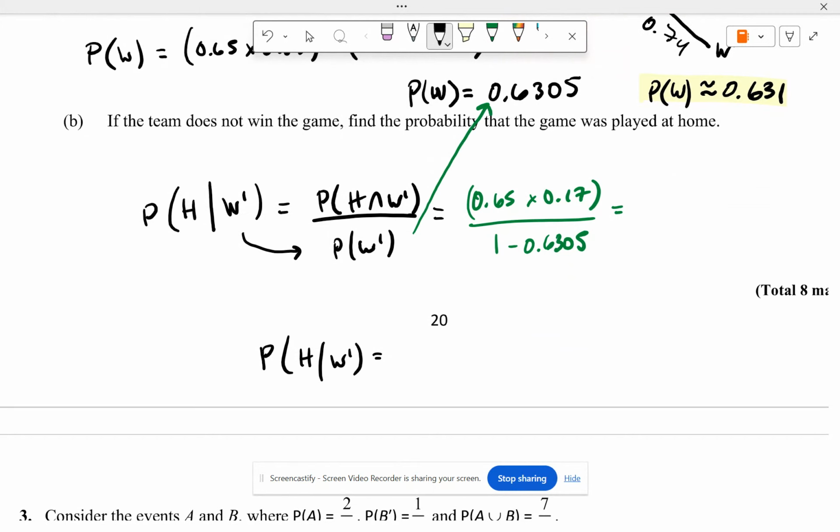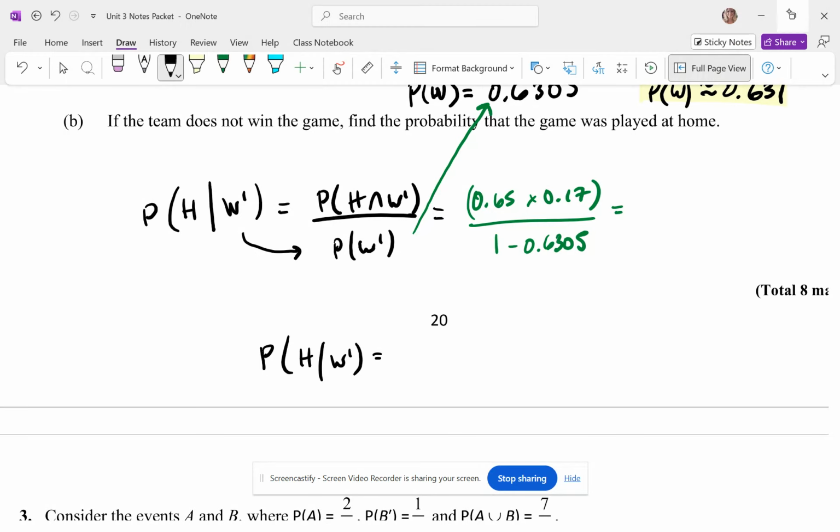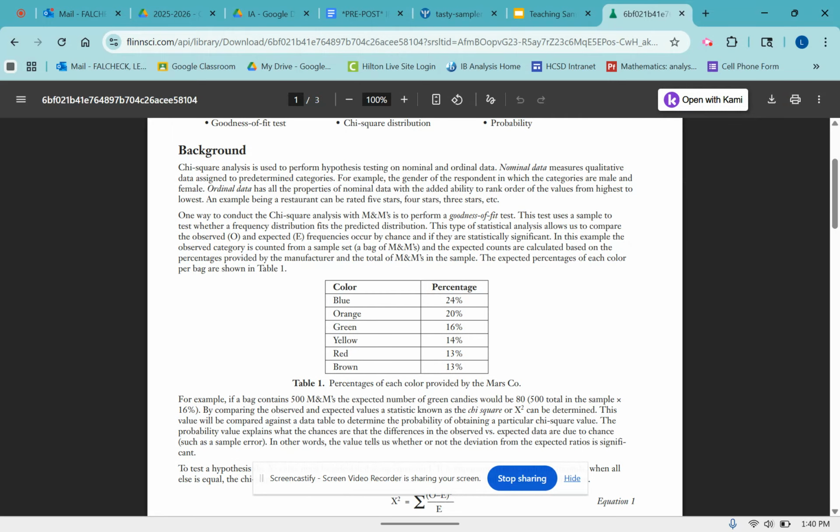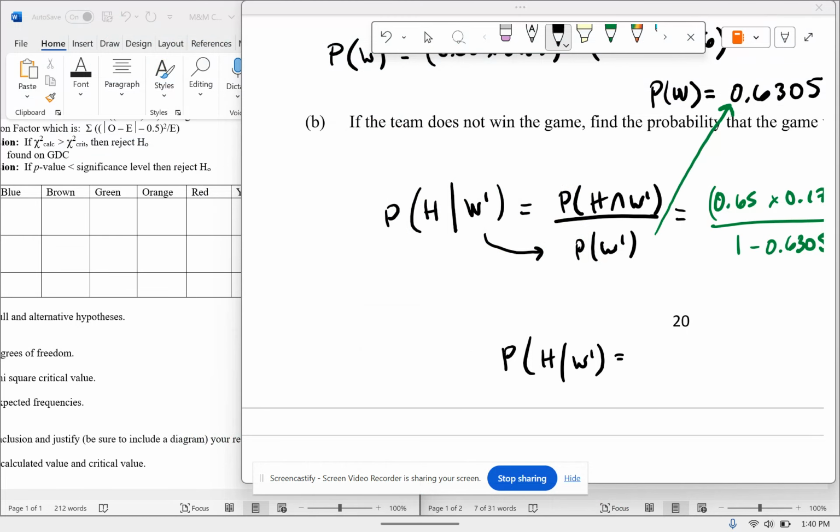That, people at home, that was a heavy sigh. 0.29905. Oh man, my answer was 221 over 739. Let's see if they're equal. What did you get? Oh no, this is a preview of coming attractions. Don't look.